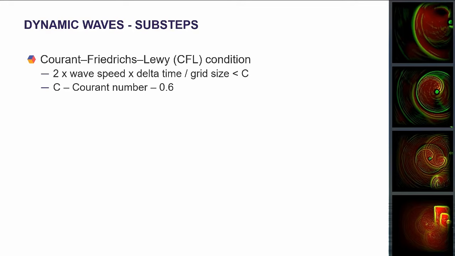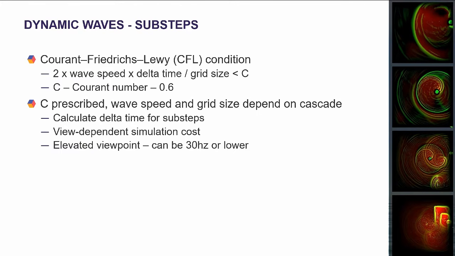It could potentially be increased for better integration schemes, leading to fewer time steps. We prescribe this value of C and use the formula to compute the max time step that we can take for the current set of cascade scales. This nicely loads the simulation work and means the sims can be run with coarse time steps if the viewpoint is elevated.